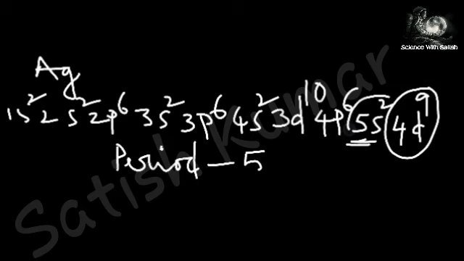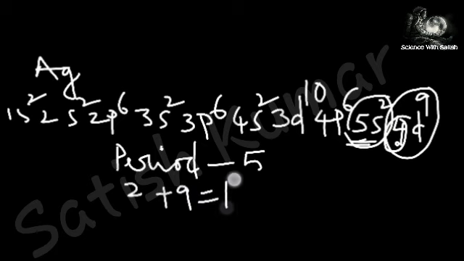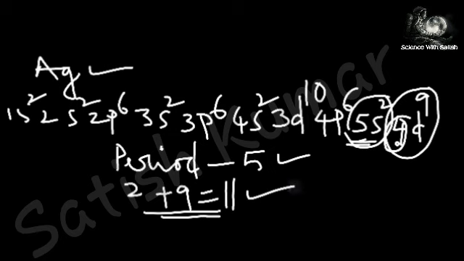The group number is, as it is a d block element, the electrons in ns, which is 2, and the electrons in (n minus 1) d, that is 4d, are 9. So 2 plus 9 will be 11. So argentum, that is silver, will be in the fifth period and the 11th group. So in this way you can find out the group number and period number if the electronic configuration is given.